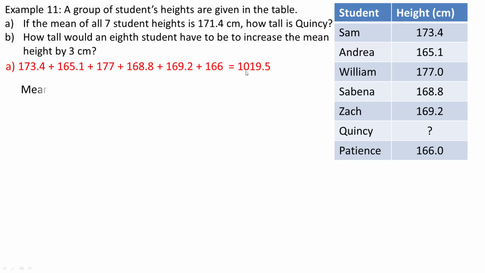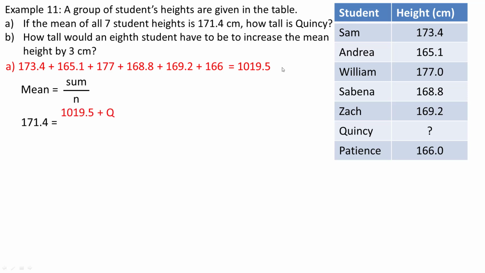If we add up all the other numbers, these ones here and the 166, that adds up to 1,019.5. Remember, this is the formula for the mean. It's the sum of all the numbers divided by n, which is often used in formulas and data for the number of data points. That's what n represents, how many there are. Now, if we fill in what we know, 171.4 is supposed to be the mean.